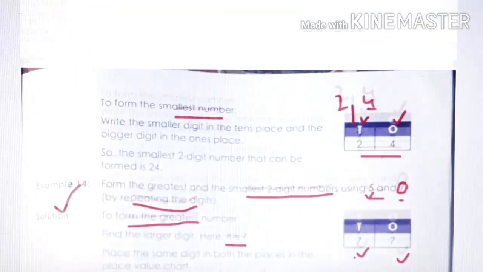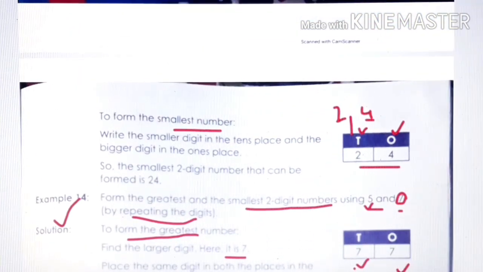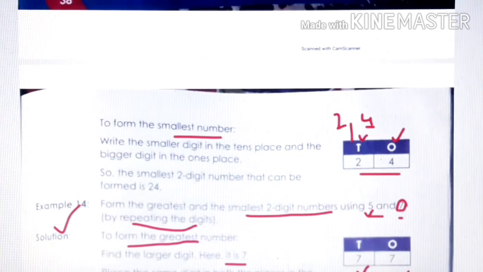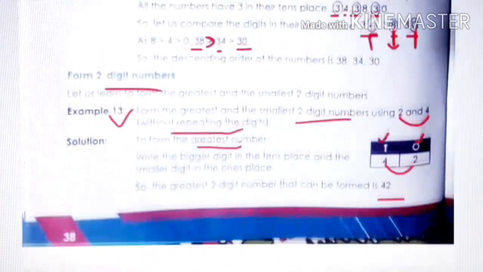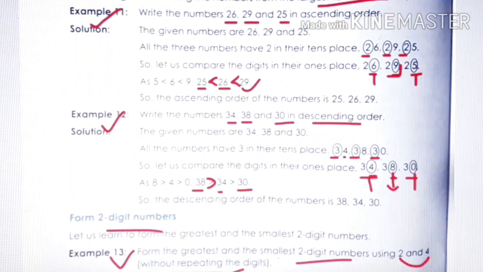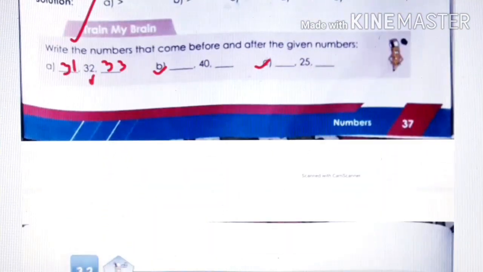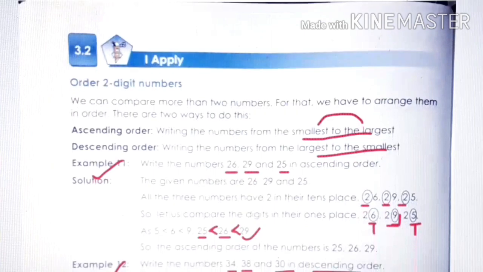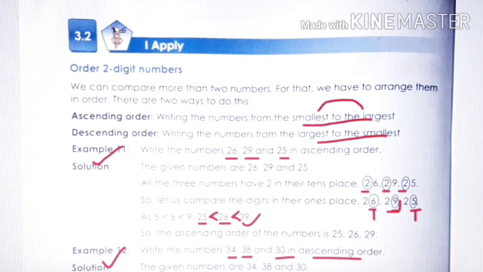So what we have done today, children, we have revised comparing numbers, then how to arrange numbers in ascending and descending order, isn't it? And then how to form numbers with two digits. How to form a two-digit number when you have two digits with you, with and without repeating.